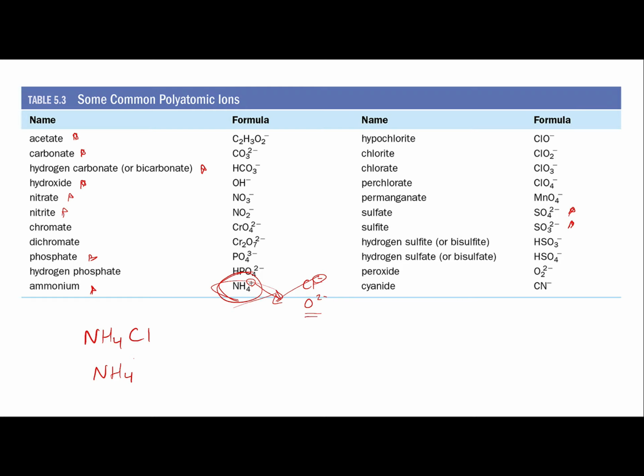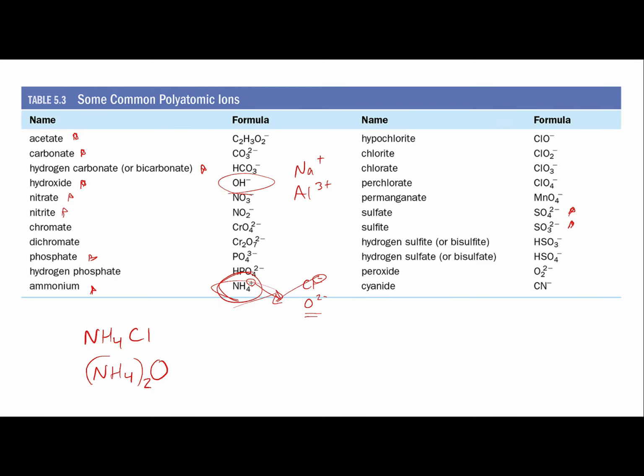NH4. Now the way that you show 2 of them is you put parentheses around them, like that. Now why is this important? Well, let me show you in another example. Let's take hydroxide, a minus, and pair that with a couple positive charges. Let's pair the first one with Na and the second one with aluminum.